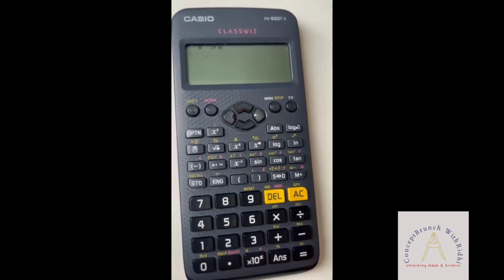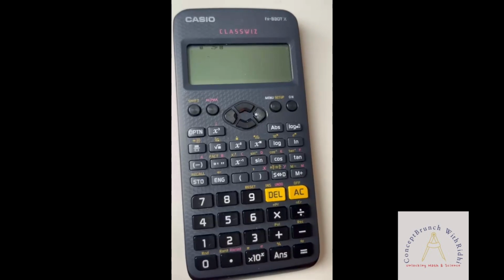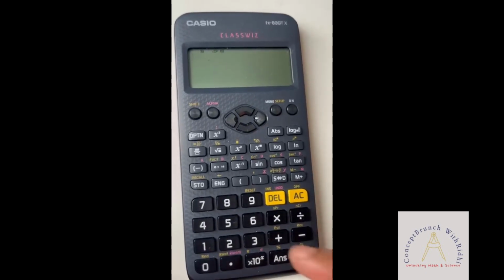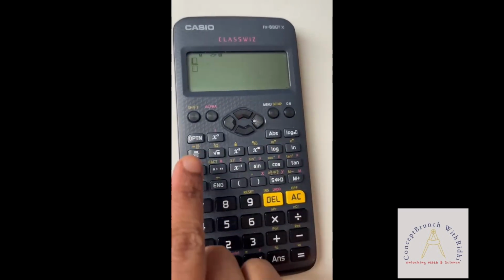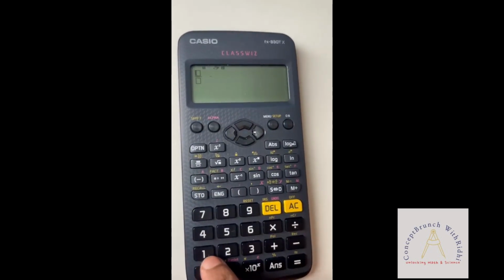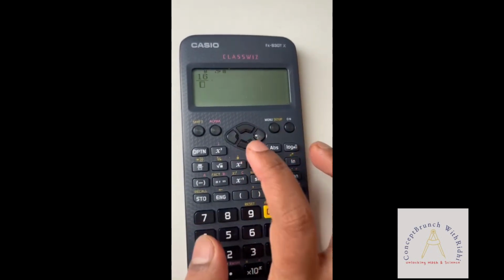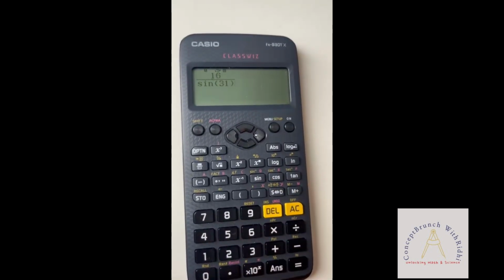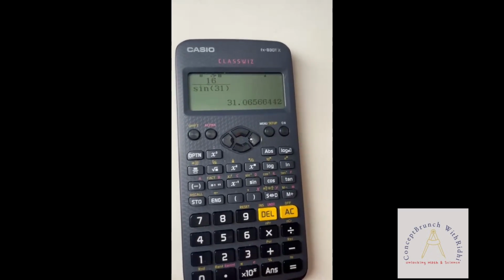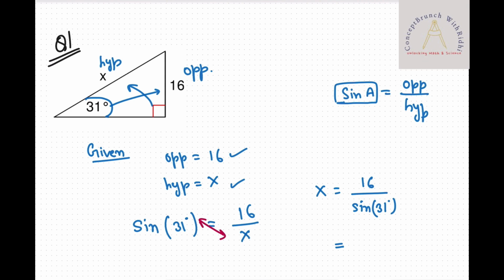So this type of calculator we are using to find the value. Here we have to find x. So how to use it? It's 16 divided by sine 31. In the numerator we put 16, and in the denominator we put sine 31 and close the bracket, and we'll get the answer 31.06. We'll take it to 2 decimal places, so the x value is 31.06, right?